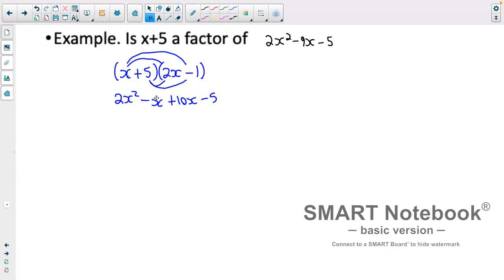So next we have 2x squared minus x. So that will combine like terms. So 2x squared minus x plus 10x. So that'd be plus 9x minus 5. Now you'll compare these two. You'll notice they're slightly different. This one's -9x. This one's positive 9x. So no, it is not a factor.